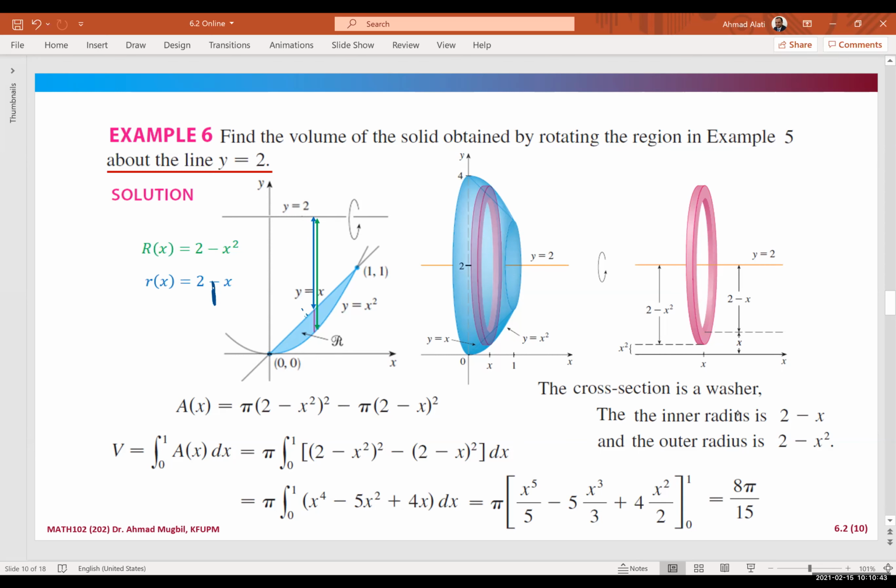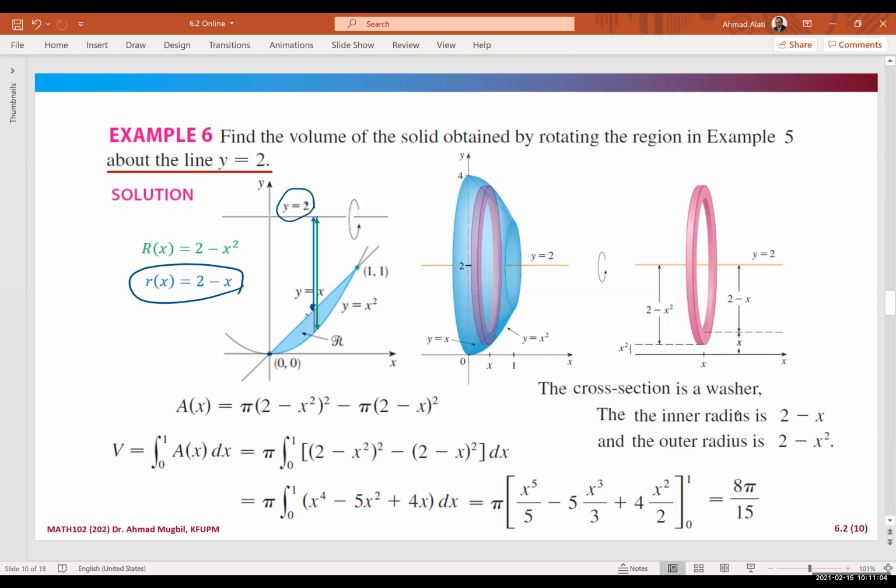And you know how to find the distance in this case. Here the axis of rotation is above the region. So it will be 2 minus, what is y here? Y here is 2. What is y here? Y here is x. So it will be 2 minus x. This is the inner radius, 2 minus x.